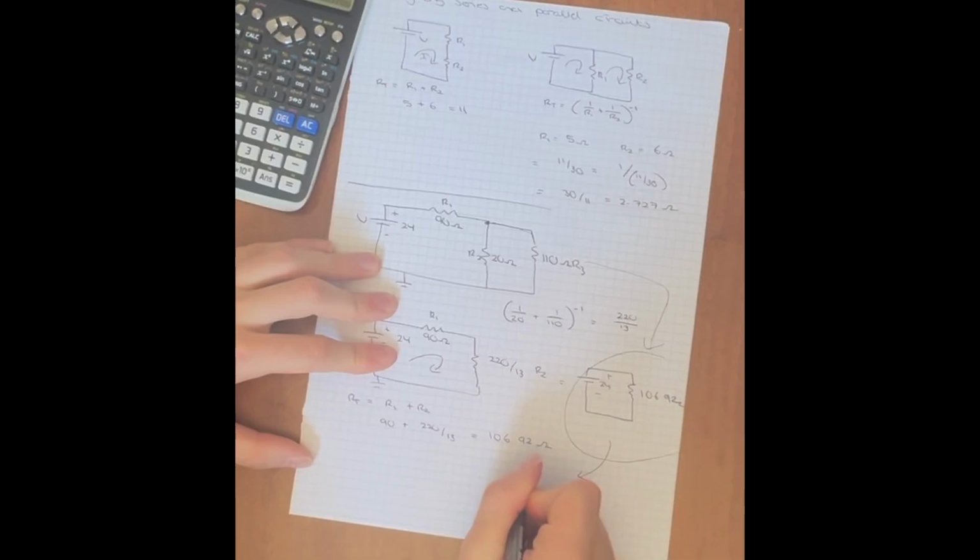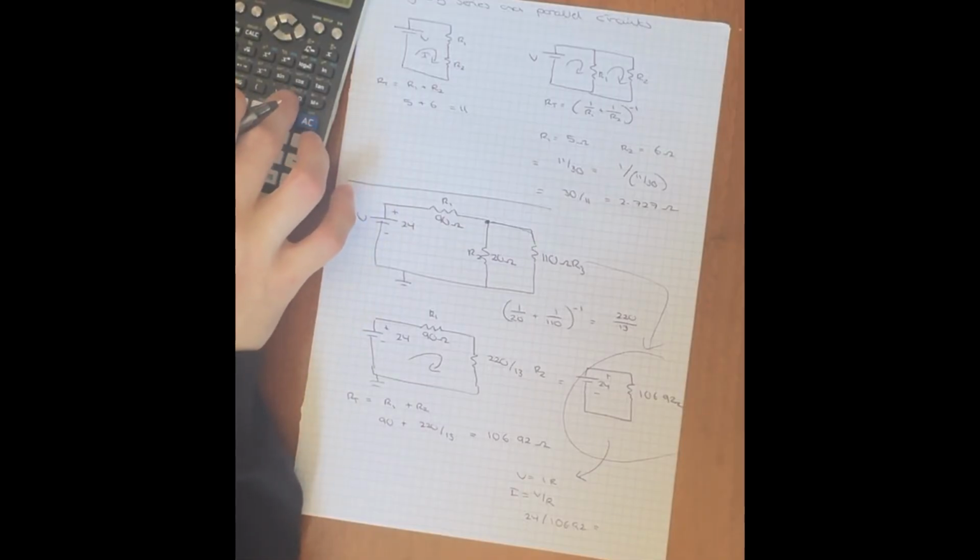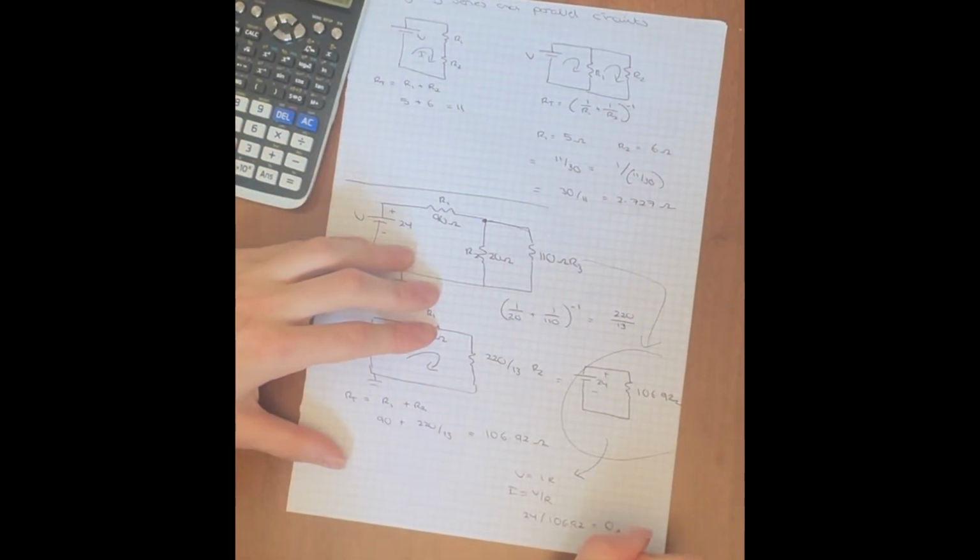So using Ohm's law, we can find the current. So I equals V over R. 24/106.92 gives us 0.22 amps.